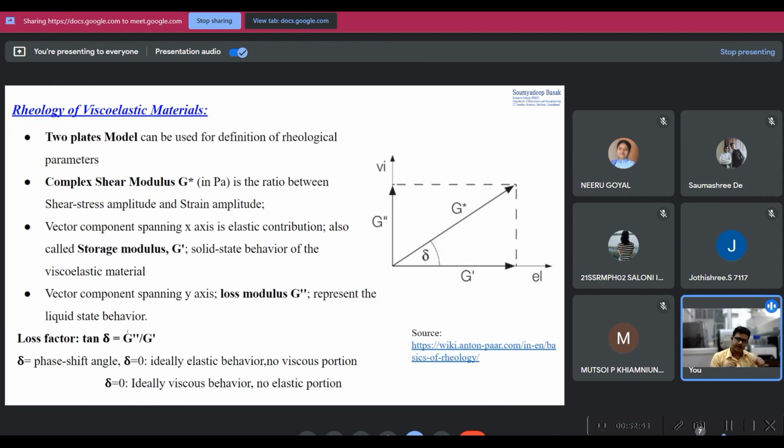And the tan of this value, delta, this tan delta, is called the loss factor, that is G double prime by G prime. This gives us an idea about the property of the material. If the delta value is closer to the x-axis, that is lower, less than 45 degrees, the material is mostly solid. And if the delta value is greater than 45 degrees, the viscous component is more, so it is mostly fluid in nature.